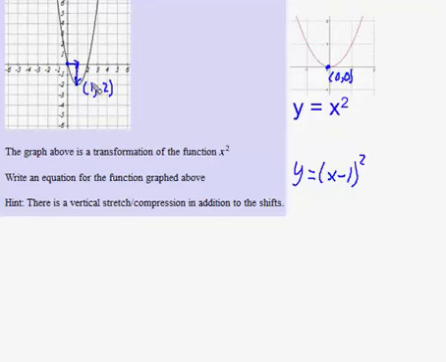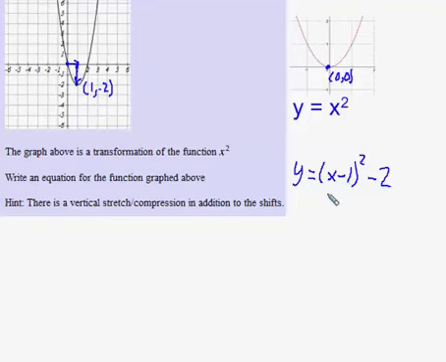Now to get the graph to move down 2, we will subtract 2 on the outside of the squaring process. If you were to add 2, the graph would move up, but since we're subtracting 2, the graph would move down. So this will move the graph to the right 1, down 2.